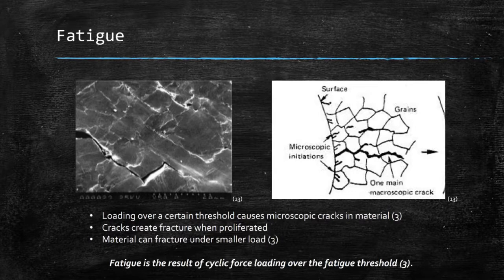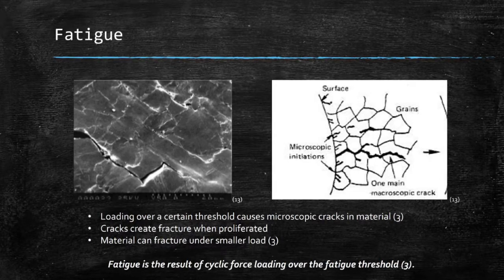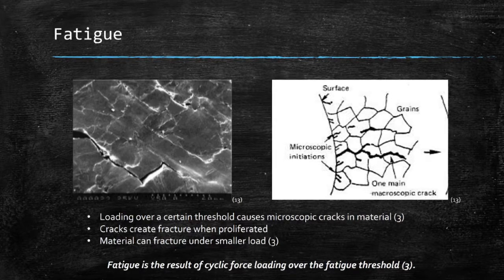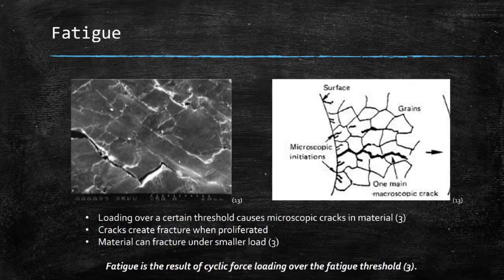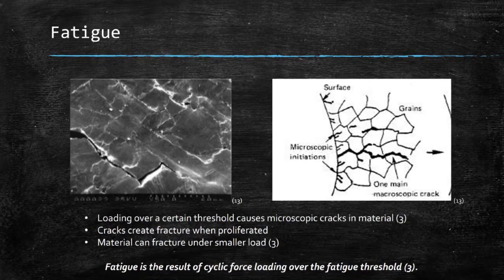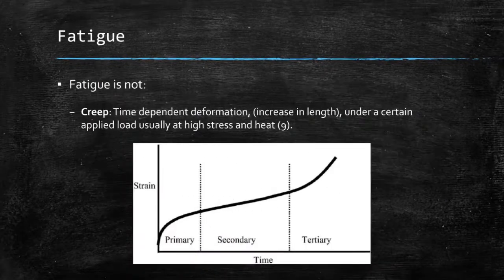When a material is subjected to cyclic loads or forces, it can form microscopic initiations. Over many cycles, these can proliferate into macroscopic cracks. Because of the formation of these cracks in the microstructure, the material can fracture at a stress lower than accepted. The formation of these cracks over cyclic loading is called fatigue.